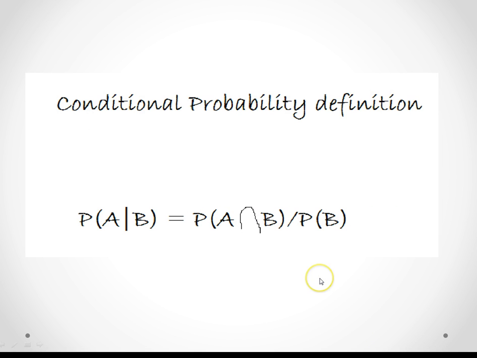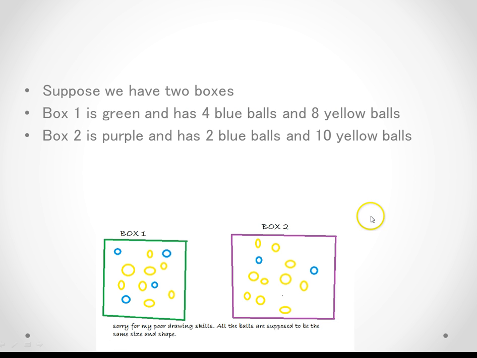We said that this is the definition of conditional probability, right? Probability of A given B. And we showed why this would be a good formula for it: probability of A intersect B given the probability of B. So we use that.